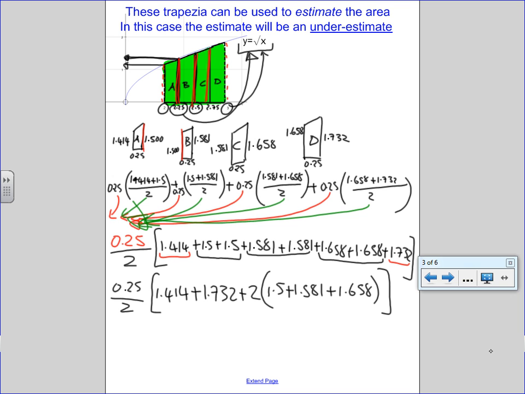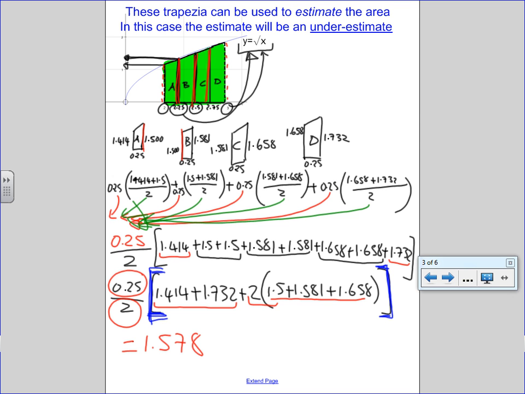Really, really important. We've got brackets inside brackets, so I'm deliberately using a big square one here, and this really does help avoid errors to use a big square one and then little ones inside. Okay, so at this point we can add it up. Another go. So maybe start with 1.581 add 1.658. Then times it by 2. Then add on 1.414 add 1.732, and then times that by 0.25, and then divide by 2. What do we get?